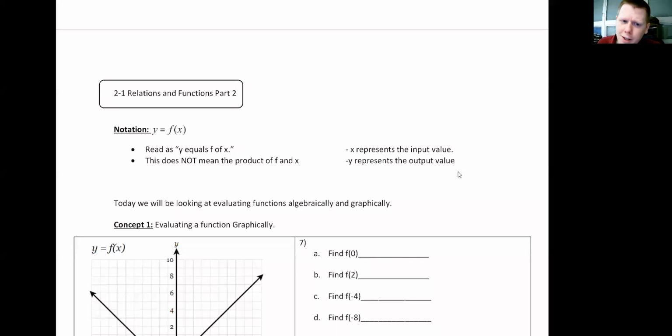All right, so welcome back. Today we're going to continue on looking at relations and functions. Today we're going to look at how to evaluate a function graphically or algebraically.